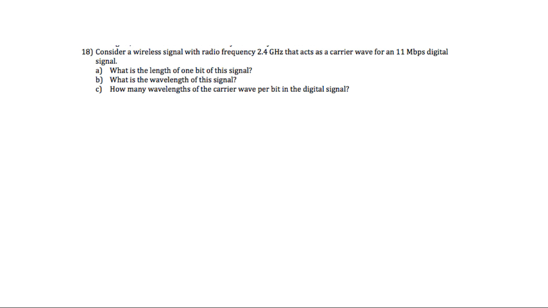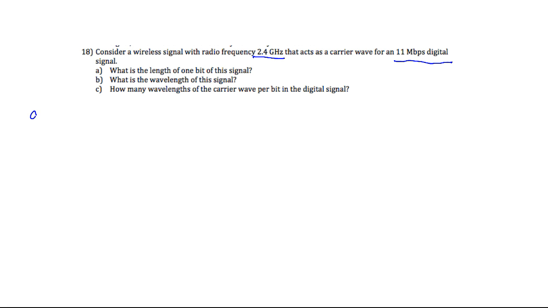Okay, so the idea here is that we have a traveling wave with a given frequency. And we know that that traveling wave goes a certain distance in a certain amount of time. And we have an 11 megabits per second signal. So we can calculate the bit period. And once we calculate the bit period, then we can figure out how far the radio wave went in that bit period, and that would be the length of one bit. So let me do that first.